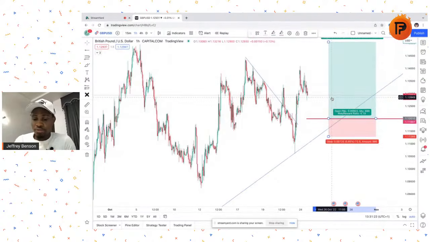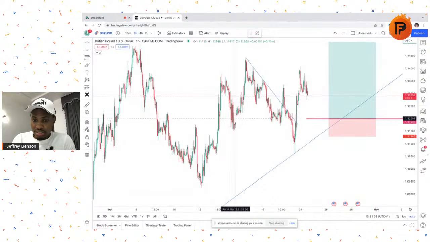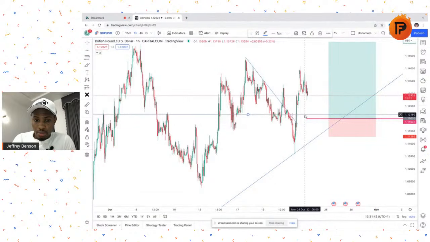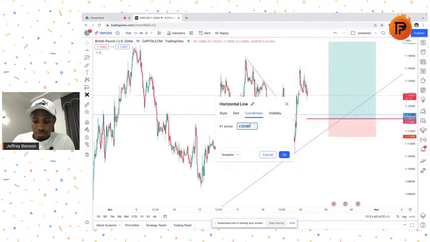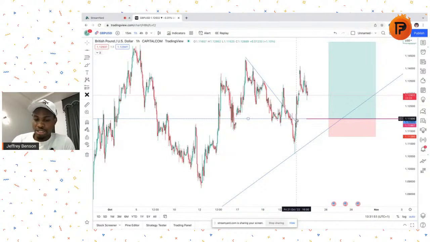That's from the bigger picture perspective. Please can you take a screenshot of this, and note these points where I just point out for you guys. Why am I looking at that? Apart from it being 618, that point is a psychological level. The psychological level right there is 1.1200. That's a psychological level right there. So it's exactly on the psychological level.